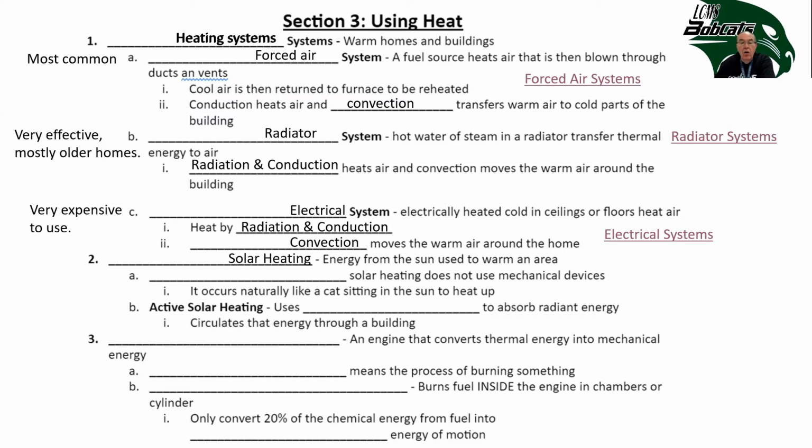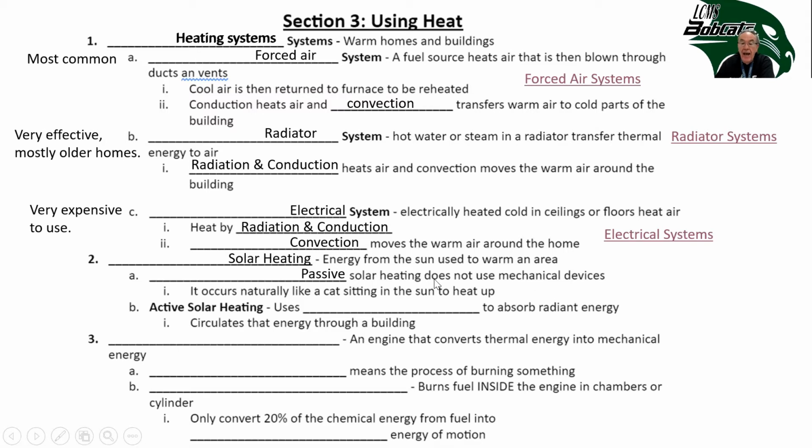Another way people heat their homes is using solar heating, okay, and it uses energy from the sun to warm an area. And there's really two ways that solar heating works. First one is called passive, and passive solar heating doesn't use any mechanical devices. Okay, so just like hot air, the sun shines through a window, and it heats the house.